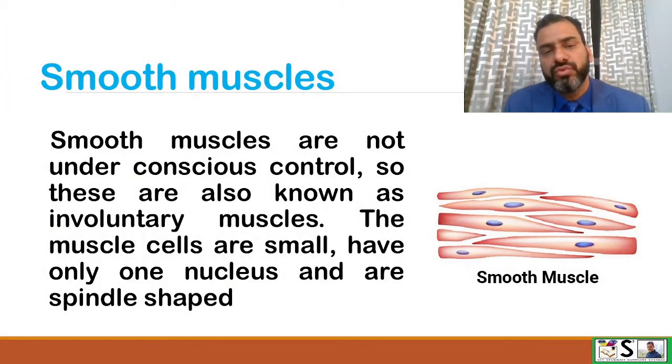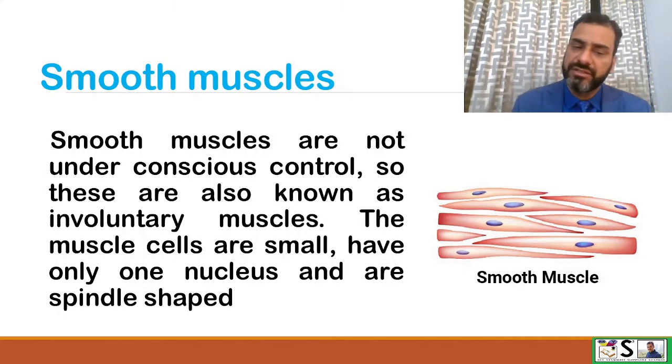Now we come to smooth muscles. Smooth muscles are not under our control. So these are also known as involuntary muscles. The muscle cells are small. They are not like a thread as we have discussed in the skeletal muscle, and these are individual cells having one nucleus, while skeletal muscles were multinucleate.